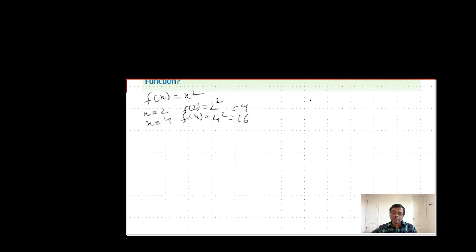Now let's look at another concept, which is the domain and range of a function. Whatever values we can put in place of x, that is called the domain. Domain is the set of input values, and range is simply the final value that is going to happen, the set of output values.